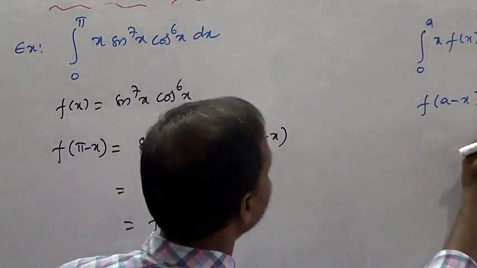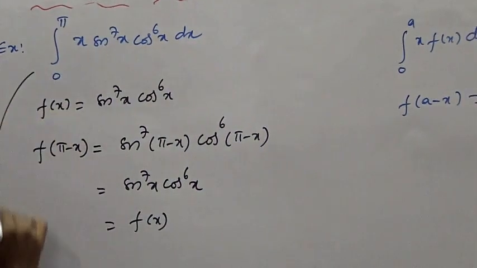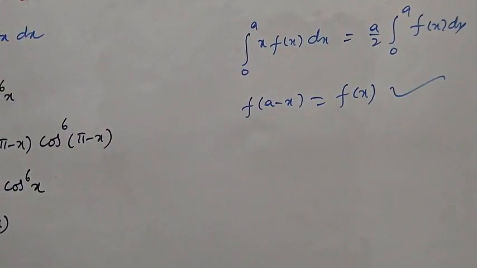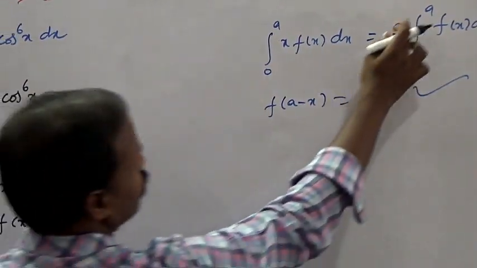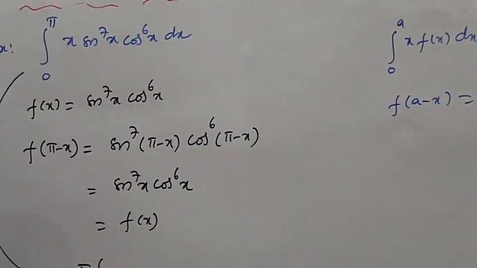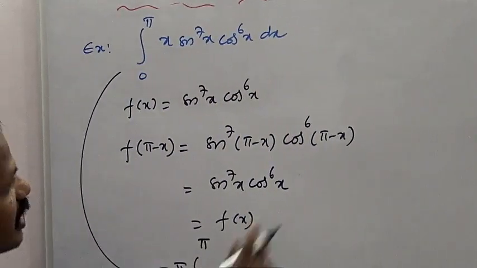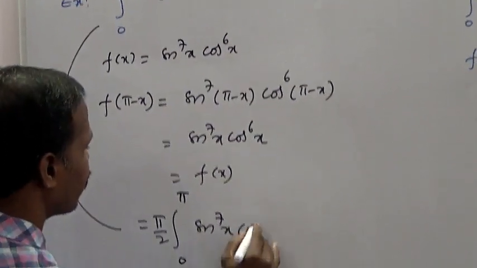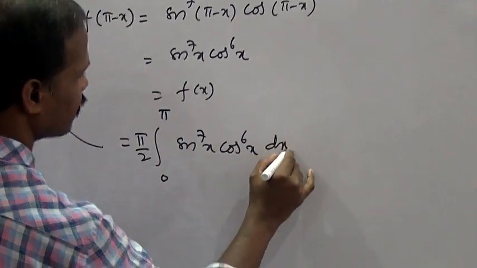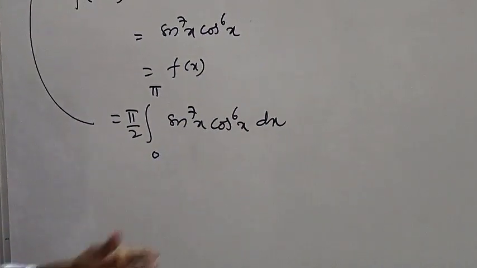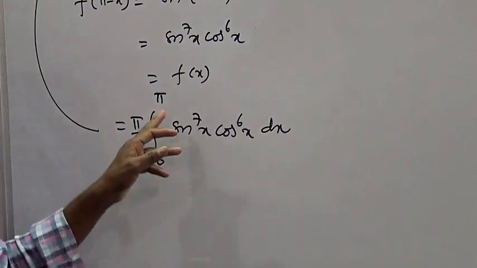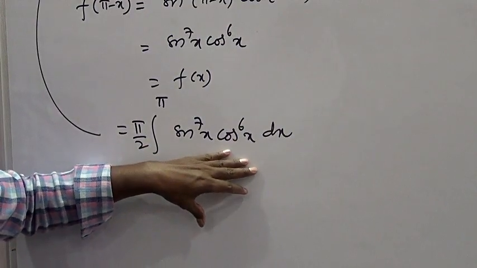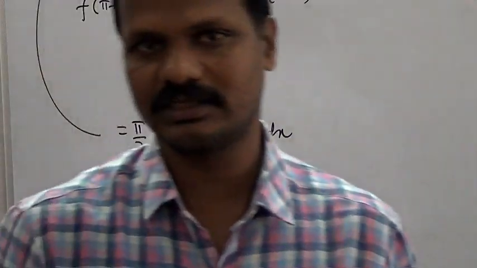So by this property, this becomes a by 2, that is pi by 2, integral from 0 to pi of f of x, which is sin power 7x cos power 6x dx. Now, to apply the Wallis theorem, this limit must be pi by 2. So now apply the property of integral 0 to 2a f of x dx.